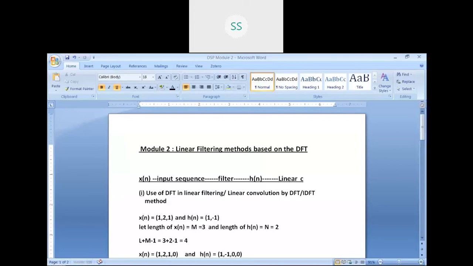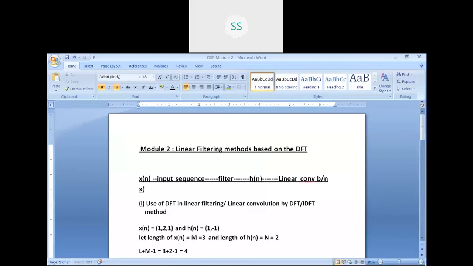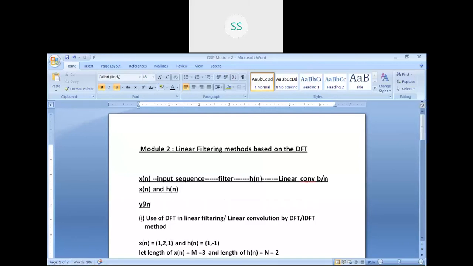Linear convolution is between the x of n sequence and the h of n sequence, and this is the output of the filter. We call it y of n. It is the same notation we are going to use here also. So y of n, from now on I will write it as a linear convolution operation, that is x of n star h of n. This equation represents the action of h of n, the impulse response of the filter, on the incoming signal x of n.